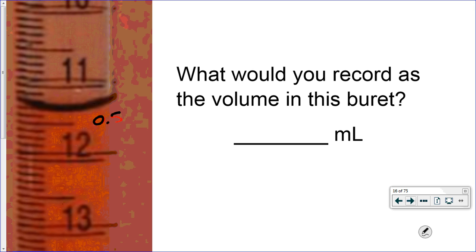Wait, should we always also include the actual point itself, like if we can see the point itself? If you are certain that that measurement is true, then you include it. Okay, but you will always have a doubtful digit.